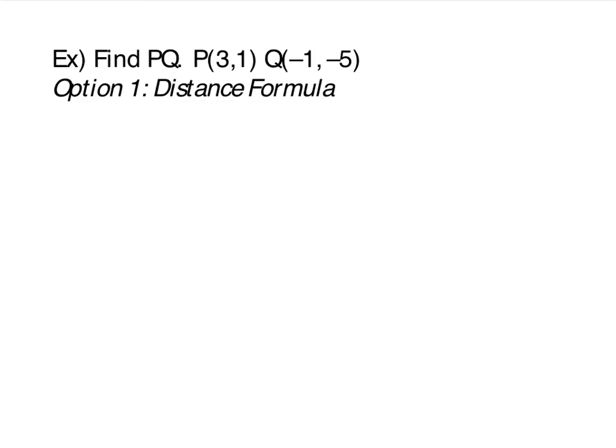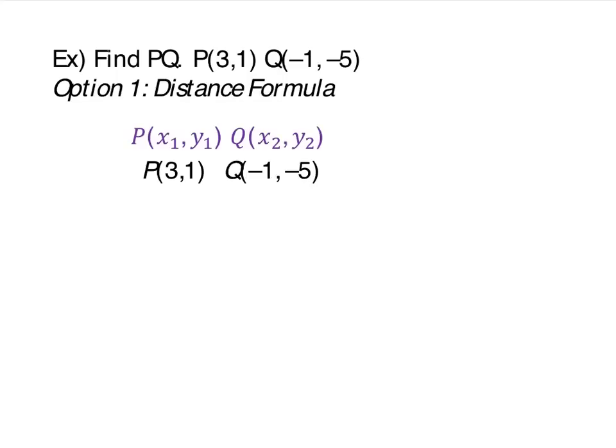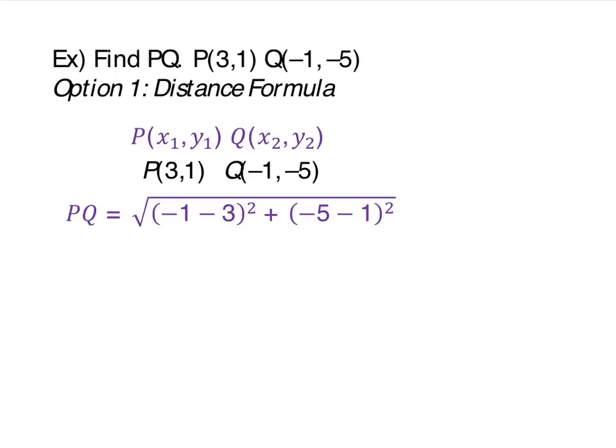Let's look at this example using the distance formula. Find PQ, where P is at 3, 1 and Q is at negative 1, negative 5. So first, I know that P is going to be my x1, y1, and Q is going to be my x2, y2. When I plug my pieces into the formula, I get PQ equals the square root of negative 1 minus 3 squared plus negative 5 minus 1 squared.